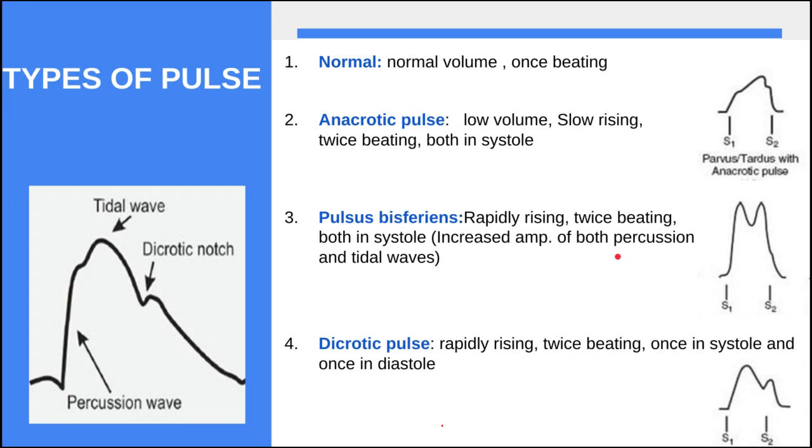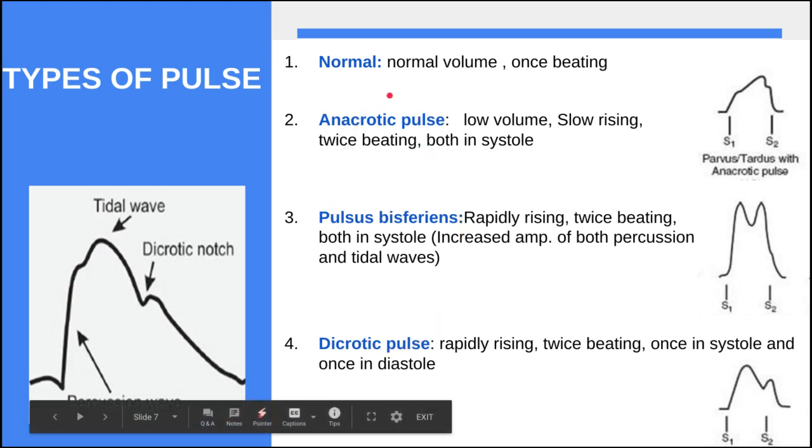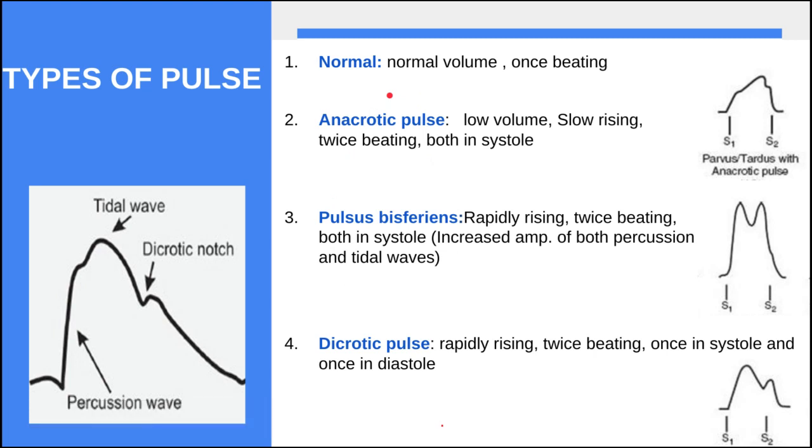Then types of pulse. A normal pulse has a single peak and normal volume. The rest all three are abnormal, double peaked or twice beating pulses. First is the anacrotic pulse, which is a low volume, slow rising, twice beating pulse, and both peaks are in systole. It is also called parvus et tardus. Parvus means low volume, and tardus means slow rising.